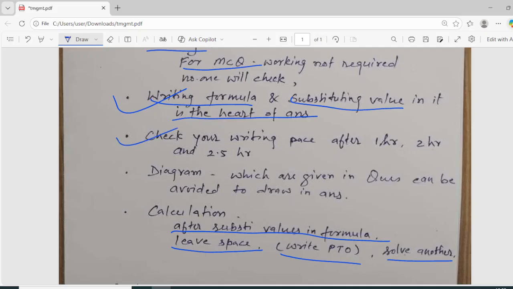Now check your writing pace after every 1 hour, the second hour, and at 2.5 hours. That way you can change your pace. Next topic is the diagrams which are given in the question. If diagrams are there in the question, we can avoid drawing those diagrams.